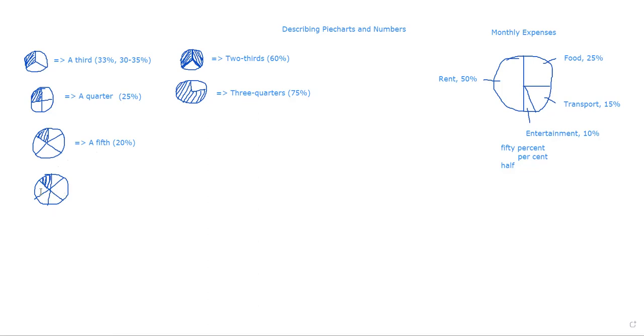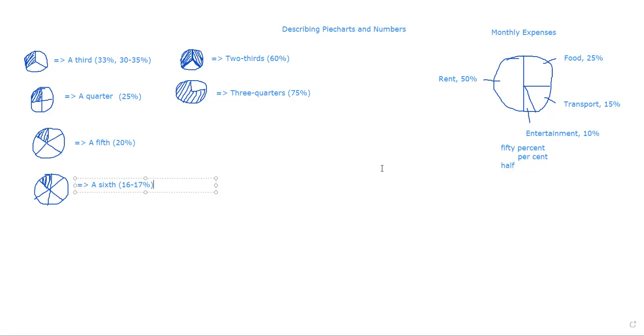So this one, how many sections are there? 1, 2, 3, 4, 5, 6, and we have marked only a single portion, so that means 1/6. Also, you can simply say a sixth. This is not a very round figure. It's somewhere around 16 to 17%. 16 থেকে 17 আশেপাশে কিছু একটা থাকলে you can use this one, a sixth.